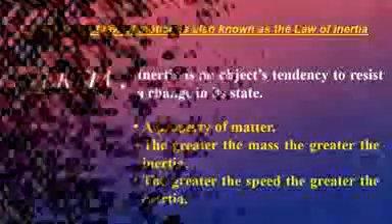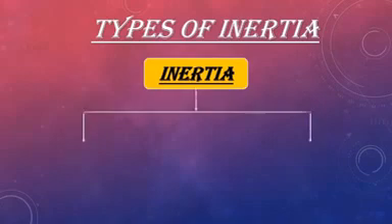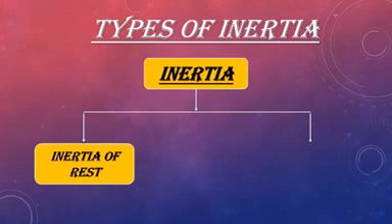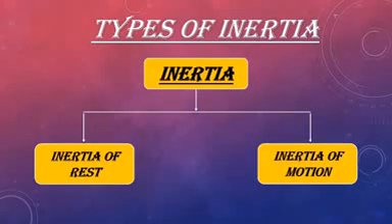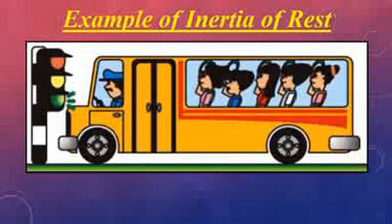Here are the types of inertia. Inertia can be classified into two types: inertia of rest and inertia of motion. Inertia of rest is the tendency of a body to oppose any change in its state of rest.